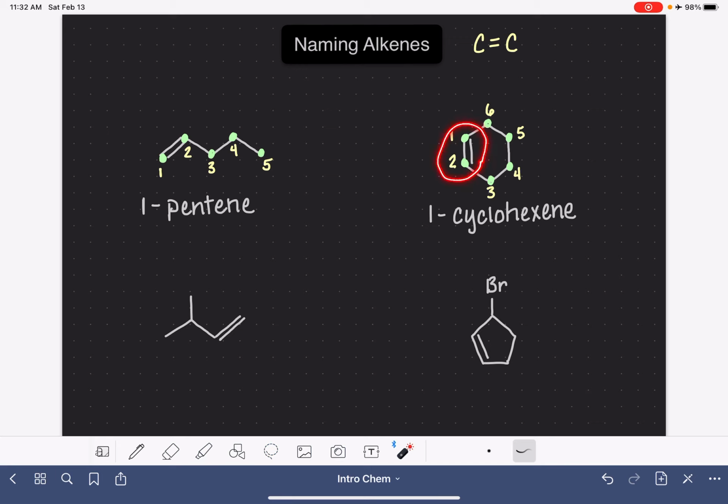Now, if you remember from one of the previous videos, when we have a cyclic molecule and there's only one feature to that molecule, like one branch or one double bond, we're actually not allowed to say 1 at the front of the name. So this molecule is just cyclohexene.